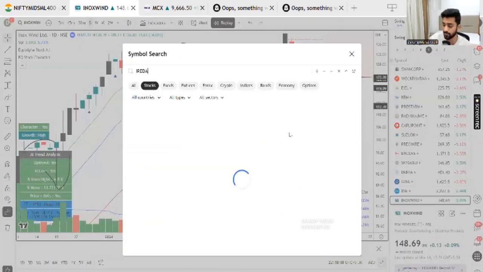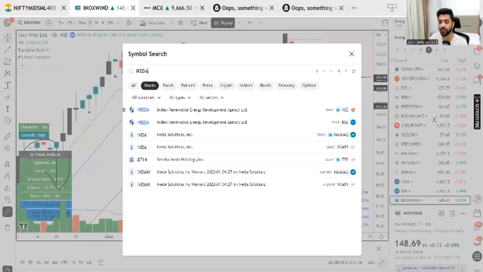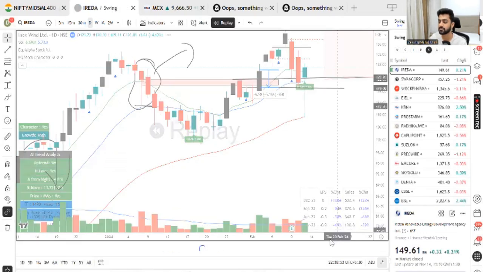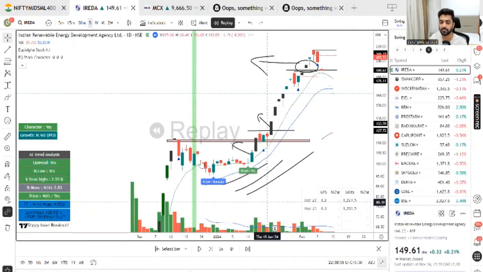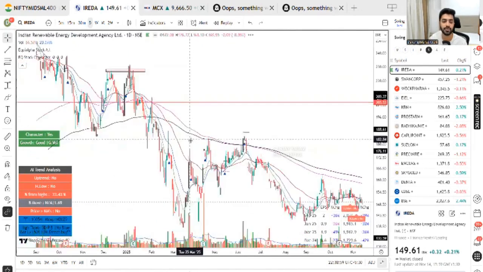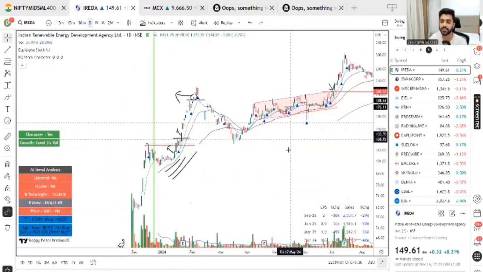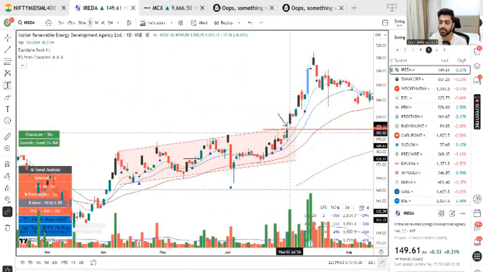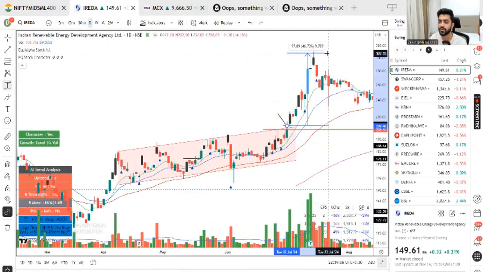Let's see some more examples quickly. It's already a bit late now. Let's see this one. IREDA. It moved here 40, 50, 60%. So part would have been booked. Balance up here, 24%.